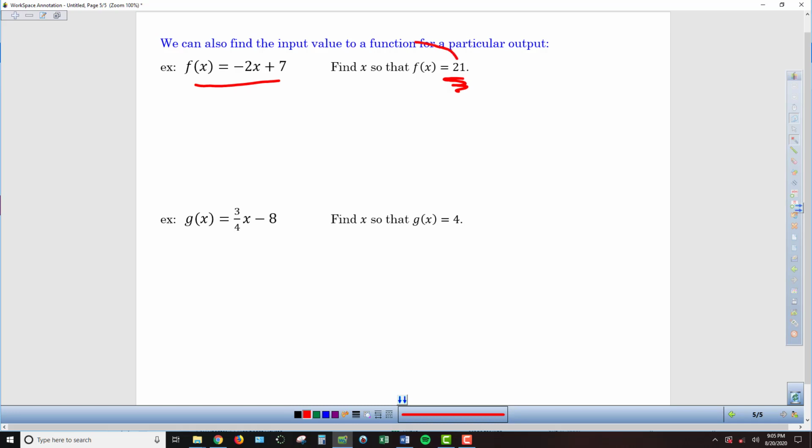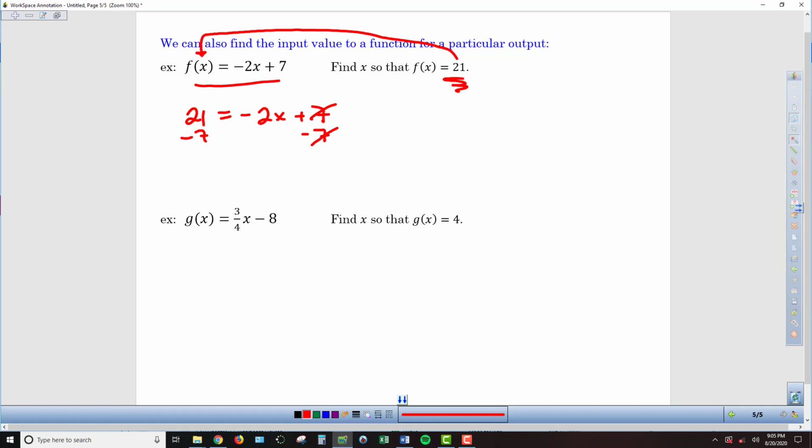So I'm literally going to take this and replace f of x with 21. F of x equals 21, so I'm going to make f of x 21. And now I've got just negative 2x plus 7 on the other side. And so now I just need to solve for x. So this is what I mean by working backwards. We're trying to figure out what number I have to plug in for x to make 21 our output. So if I'm solving a two-step equation like this, I'm hopeful that we remember we're going to undo our addition or subtraction first.